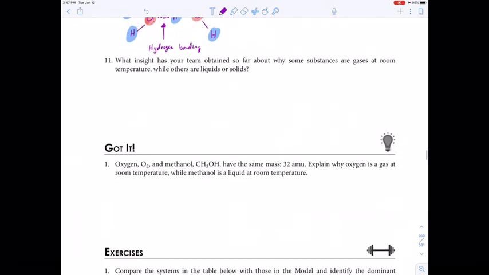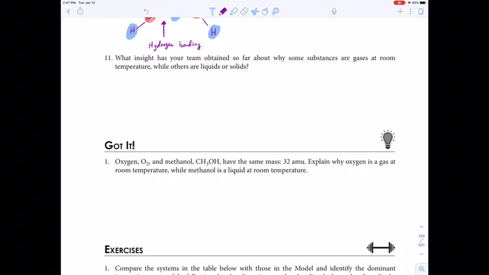Okay, so what insight has your team obtained so far about why some substances are gases at room temperature while others are liquids or solids? Okay, this is another one where I'd like you to hit pause and see if you can think of some specific points why that is true. So hit pause, take a minute to think.